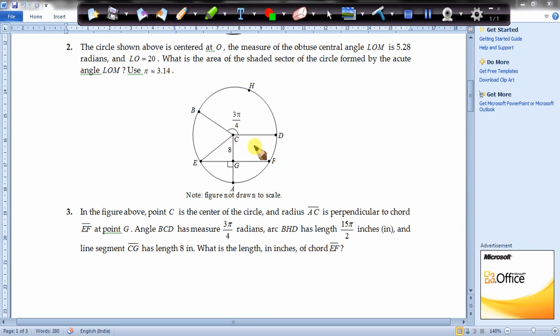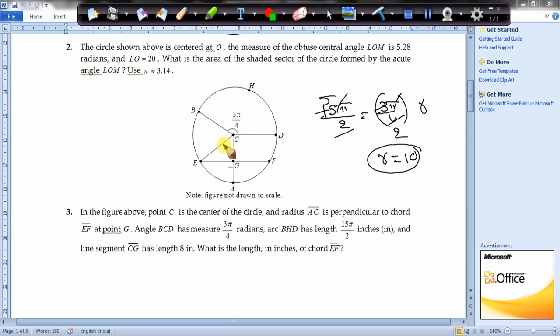Okay. So first let me find the radius. They gave the angle and the length of the arc. So 15 pi by 2 is equal to 3 pi by 4, which is theta, into r. So pi gets cancelled. This goes 5 times and 2 goes 2 times. So r is 10. Radius of the circle is 10. So since this is 10 and CG is 8, EG will be 6. Since EG is 6, EF is also 6. 6 plus 6 is 12.